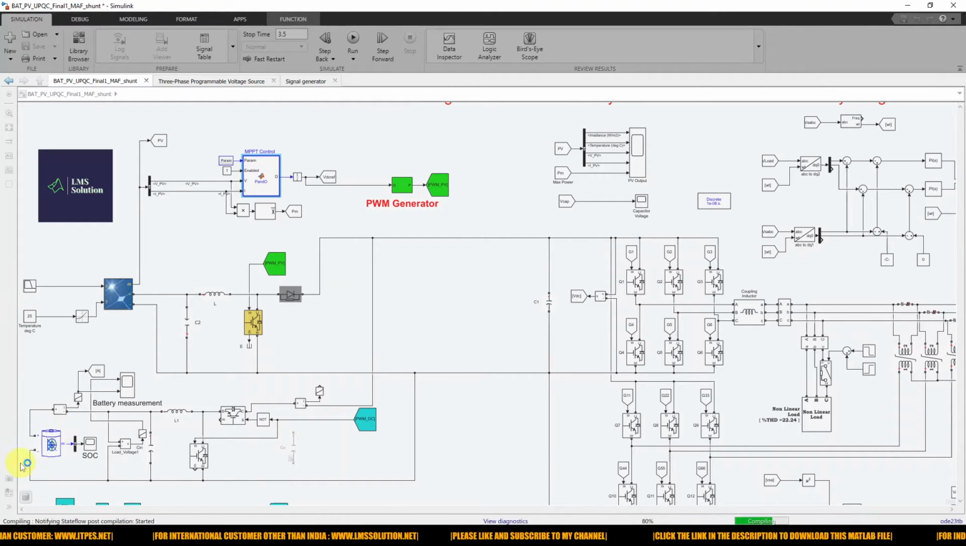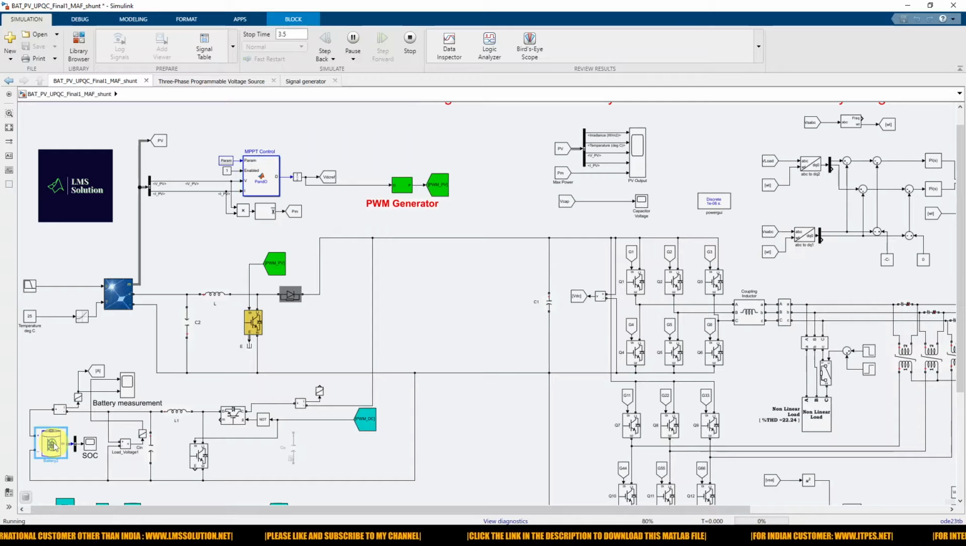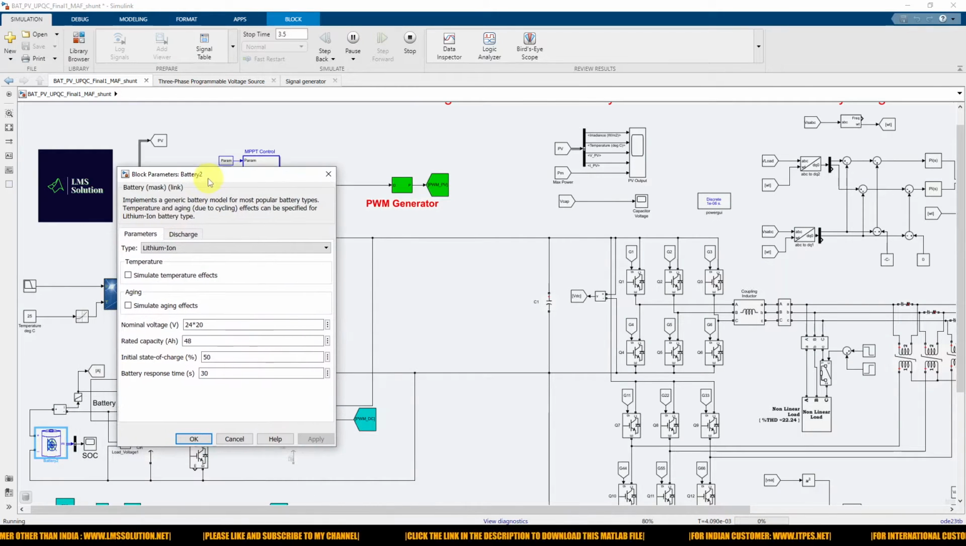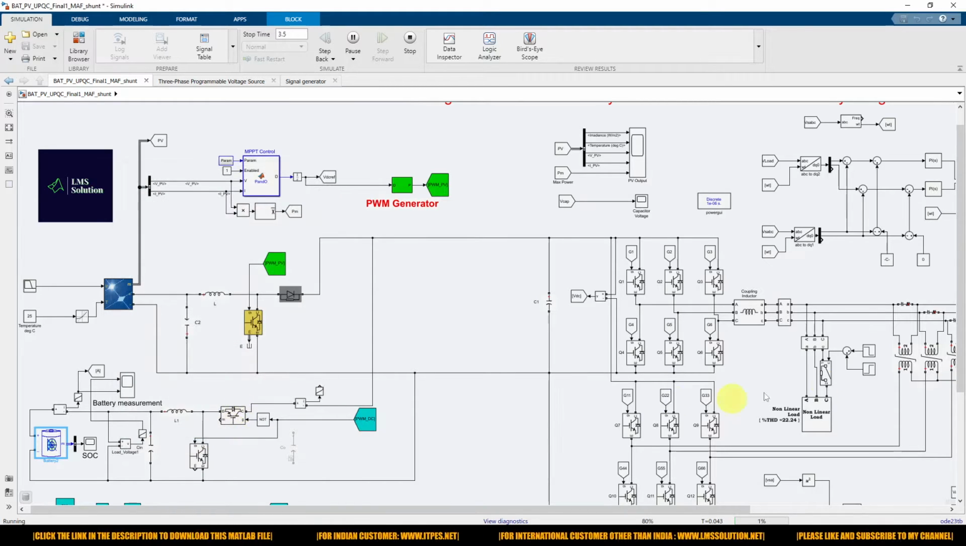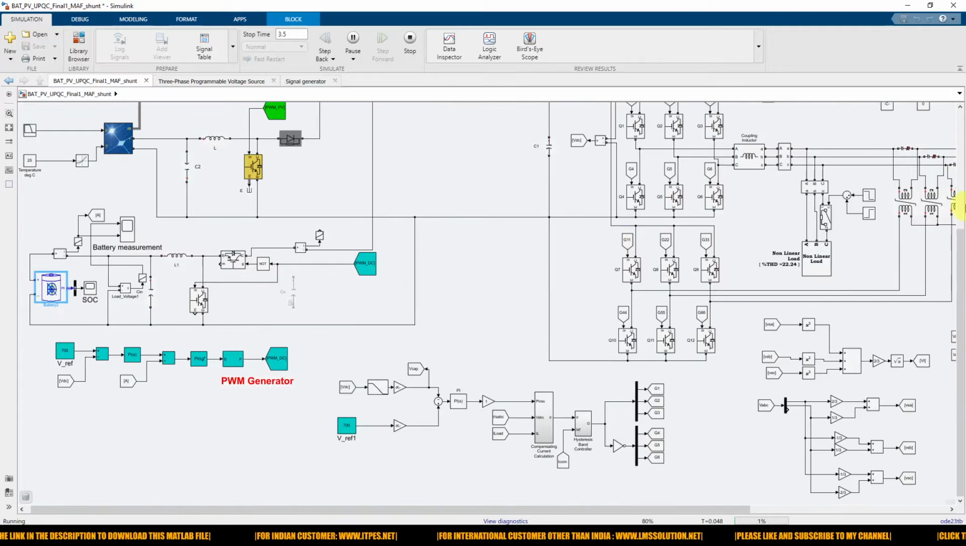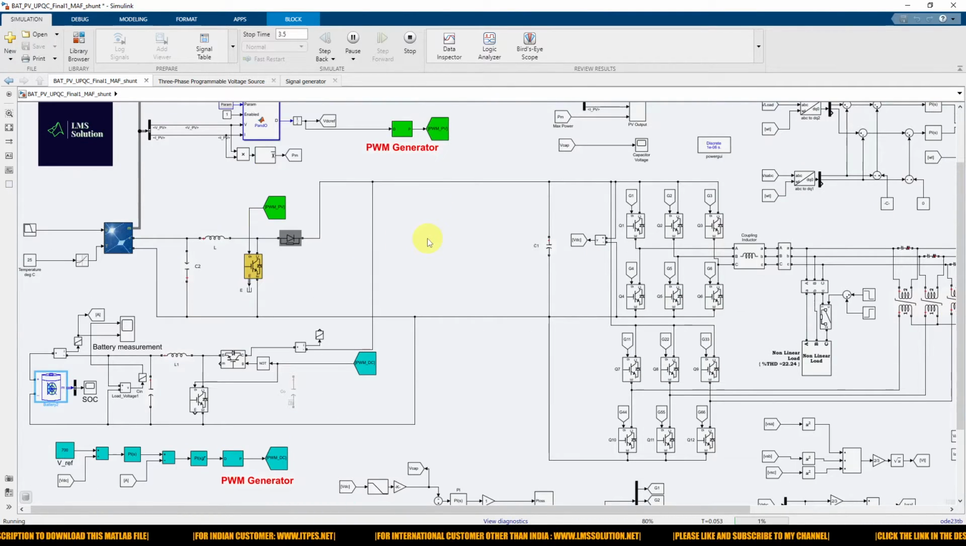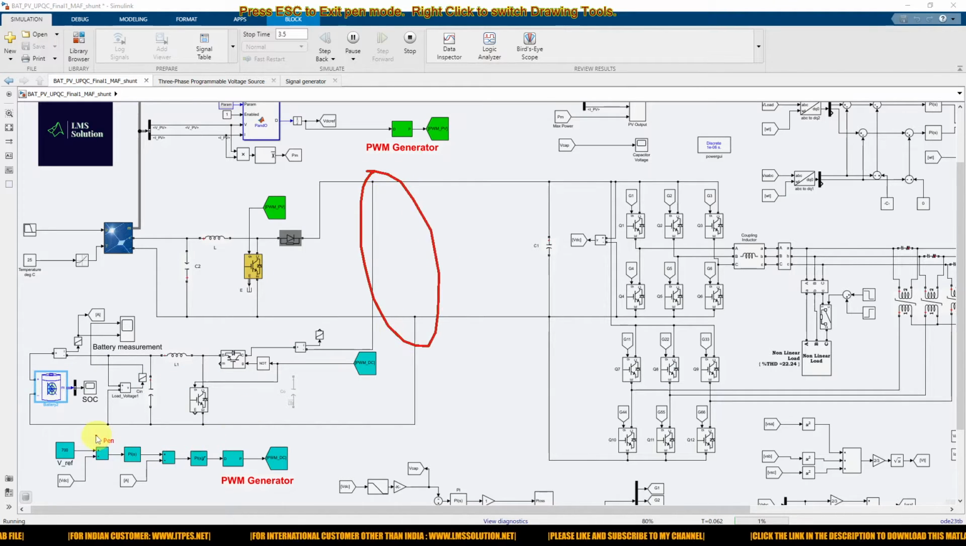So in the battery section, here we are using a 24 volt battery with a 20 series connection, and the capacity is 48 Ah. Okay, and the initial state of charge we consider is 50%, and the battery is going to be connected to the DC link via this bidirectional converter.